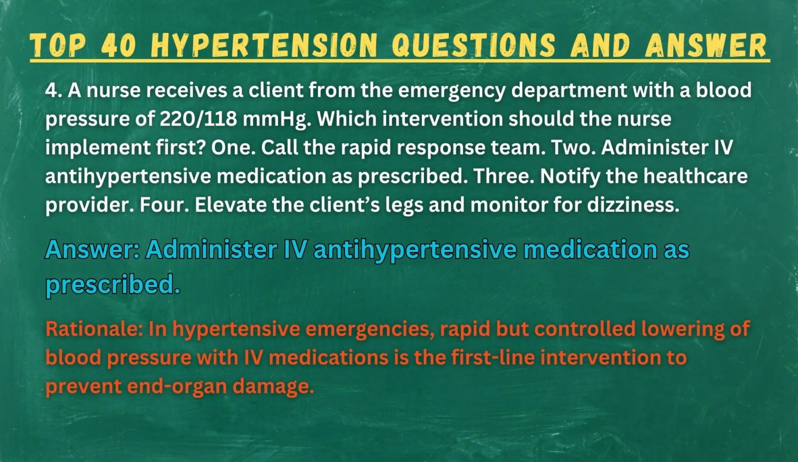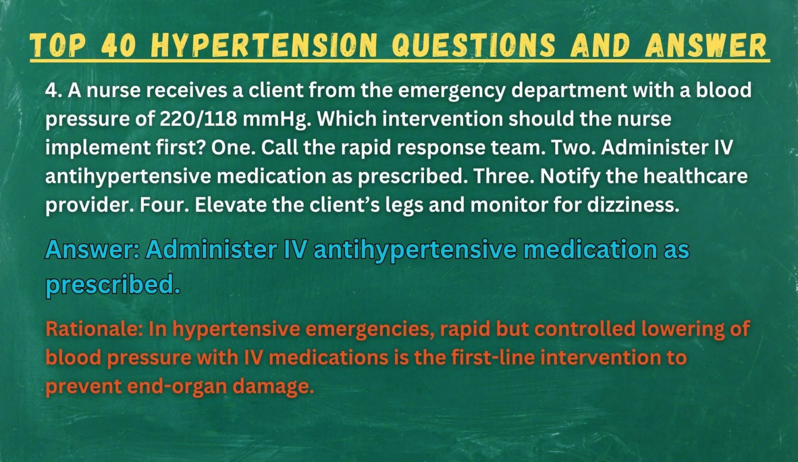4. A nurse receives a client from the emergency department with a blood pressure of 220/118 mmHg. Which intervention should the nurse implement first? 1. Call the rapid response team. 2. Administer antihypertensive medication as prescribed. 3. Notify the healthcare provider. 4. Elevate the client's legs and monitor for dizziness.